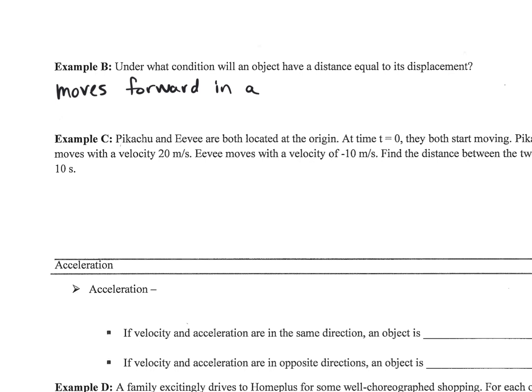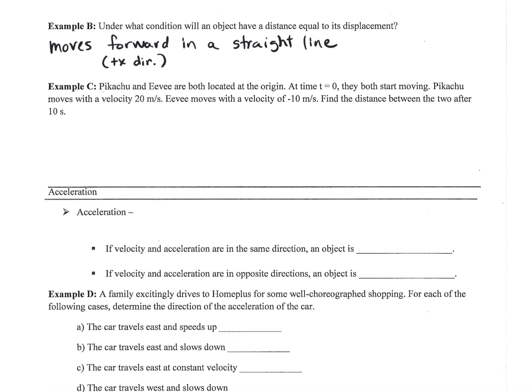Why do I have to specify forward? Backwards would give a different displacement, wouldn't it? Could be negative. Okay, so we have to say it moves forward, and forward is a positive direction, right? Positive x direction in a straight line. All right, so let's bring that into play.